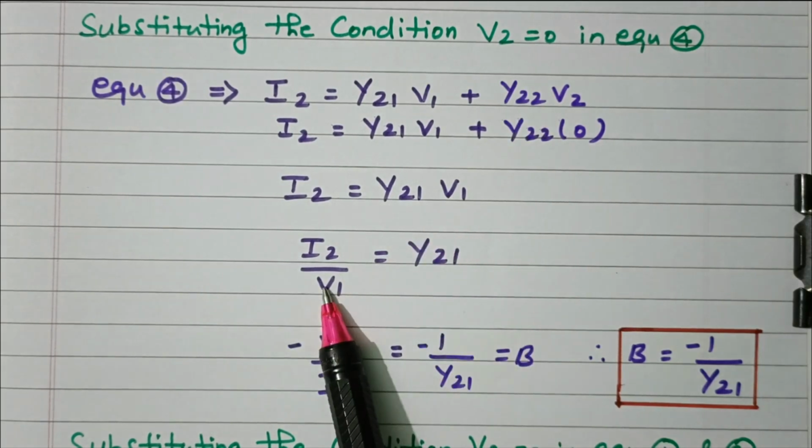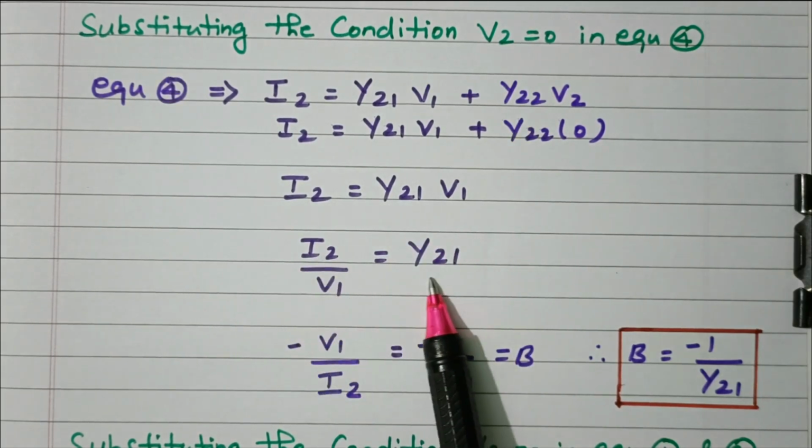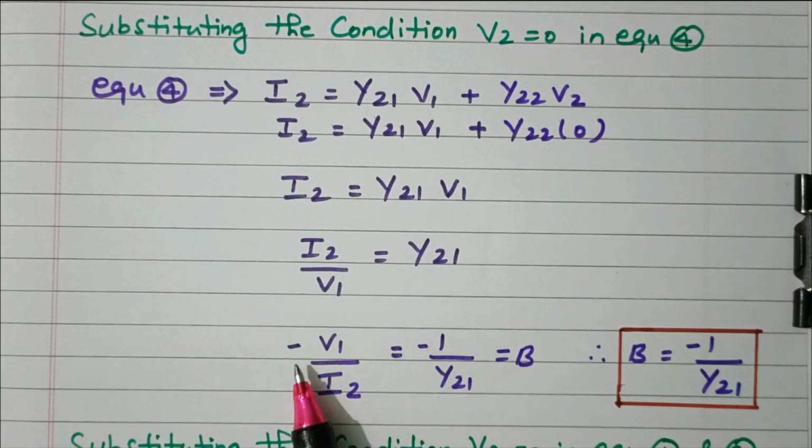Bring the V1 to the denominator. So I2 by V1 equal to Y21. What we need is minus, so introduce minus on both sides and take the reciprocal. V1 by I2 is minus 1 divided by Y21. So B equal to minus 1 divided by Y21. So the parameter B is expressed in terms of Y parameter. Now we'll see the parameter B in terms of Z parameter.